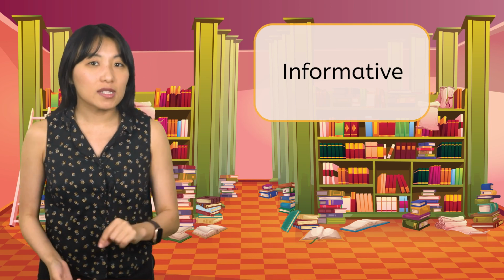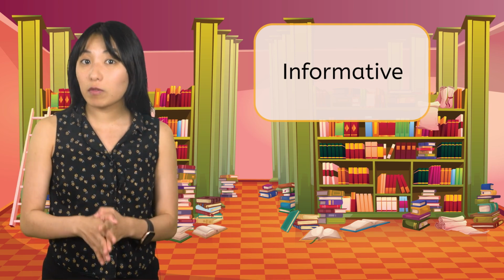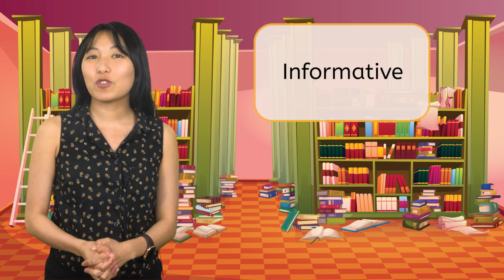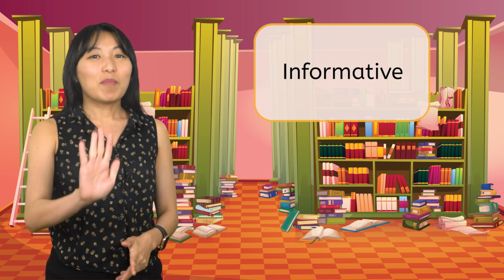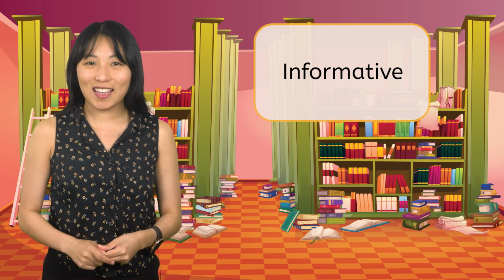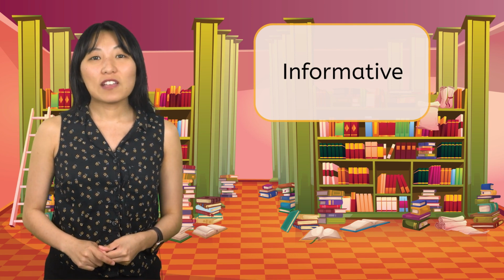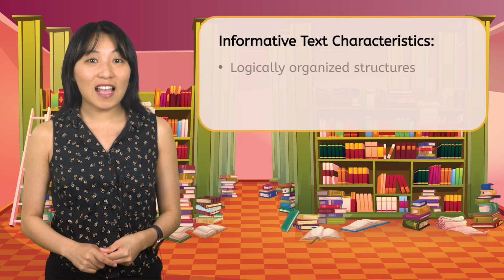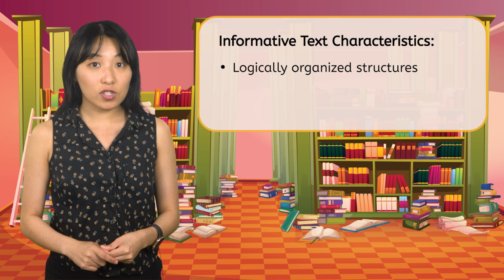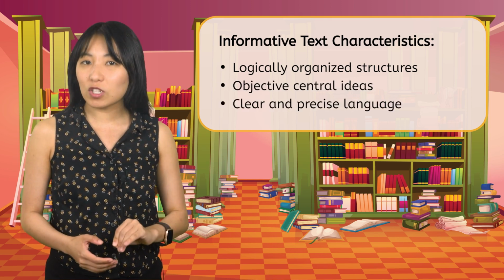Let's jog our memories. What characteristics of informative texts do you know or remember from our lesson at the Purposeful Pie Bakery? Pause to answer in your PDF and resume to check. We previously learned that informative texts have logically organized structures, objective central ideas, and also clear and precise language.